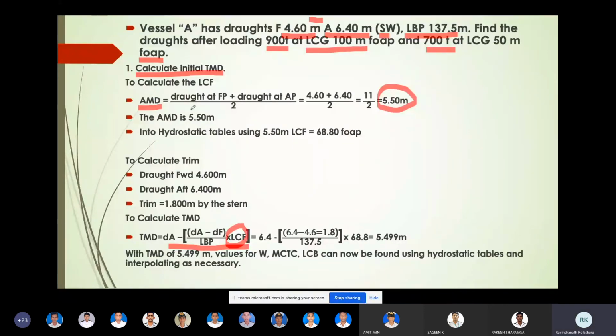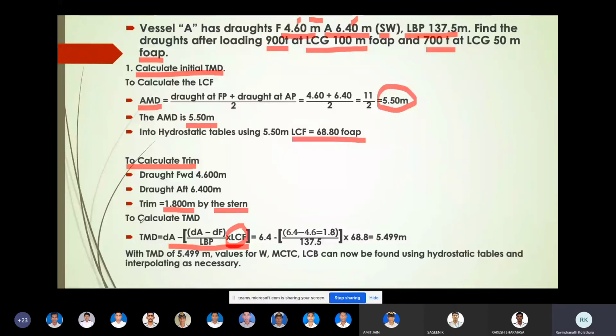Okay, so I go to my, for 5.50, I got the LCF to be 68.80. Now I can also calculate the trim, because my initial drafts are given to me. So I can know what is the trim of my ship, initial trim. All this what we are doing is the initial condition. So I know my initial trim.